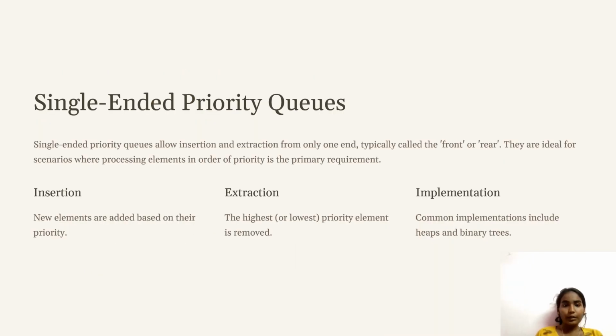Single-ended priority queues. Single-ended priority queues allow insertion and extraction from only one end, typically called the front or rear. They are ideal for scenarios where processing elements in order of priority is the primary requirement. Insertion: new elements are added based on their priority. Extraction: the highest or lowest priority element is removed. Implementation: common implementations include heaps and binary trees.